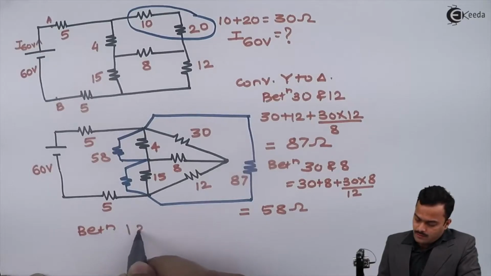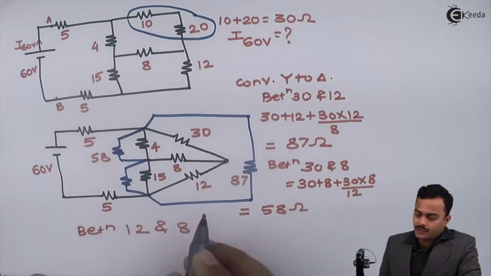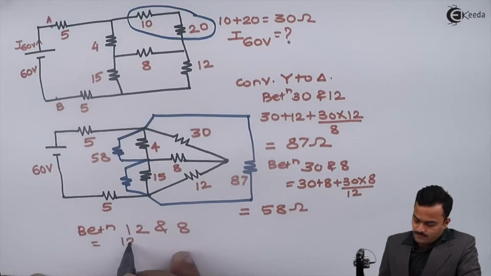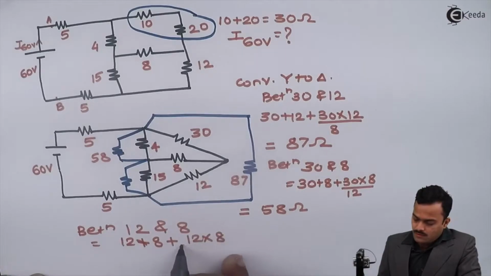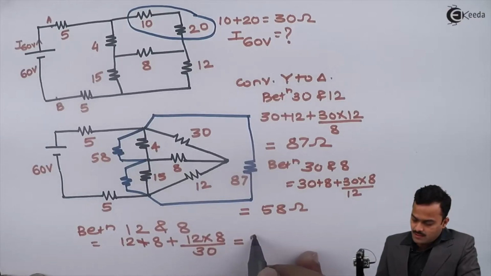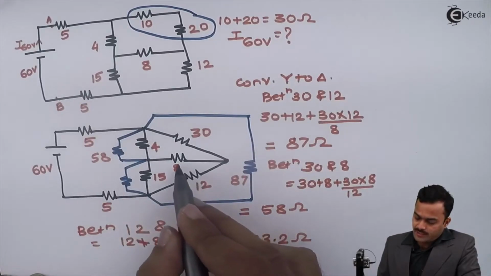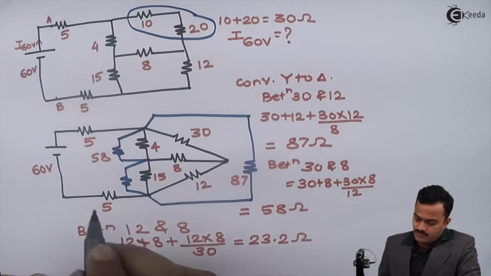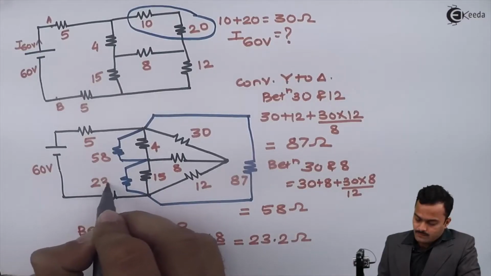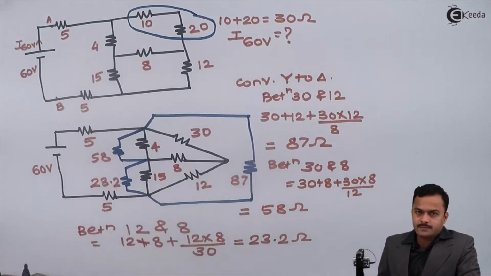Now between 12 and 8 ohm, addition of 2 plus multiplication of the same two resistors divided by third resistor, which is 30 ohm in this case, I will get 23.2. So I am talking about this resistor which is connected between 8 and 12. The value I am getting is 23.2.